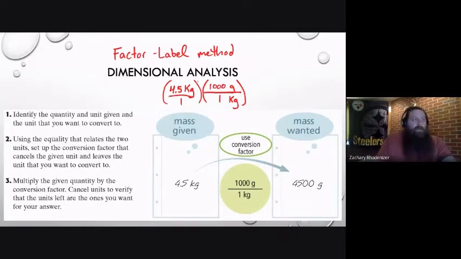Now, when I look at this, kilogram is on top, kilogram is on bottom, so it cancels. The only unit I'm left with is grams, and then I just plug my regular math operations in. So when I'm multiplying fractions, you multiply the top, so 4.5 times 1,000 equals 4,500. 1 times 1 is 1. Anything divided by 1 is itself, so I just leave it alone. And the only unit I have left is grams. And so I can say 4.5 kilograms equals 4,500 grams.